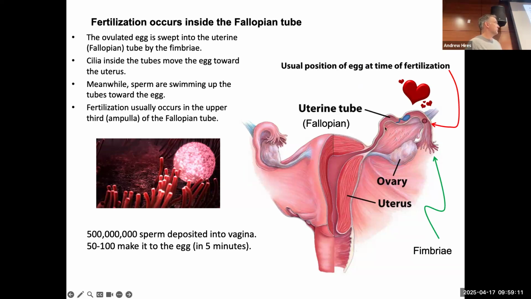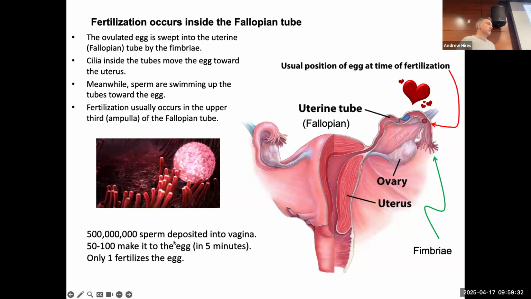Okay, they get up there relatively quickly, although they can stay around and keep swimming for a few days. So if an ovulation event hasn't already occurred, and it occurs shortly after the sperm entry into the uterus, within another day or two, you still can have a fertilization take place.